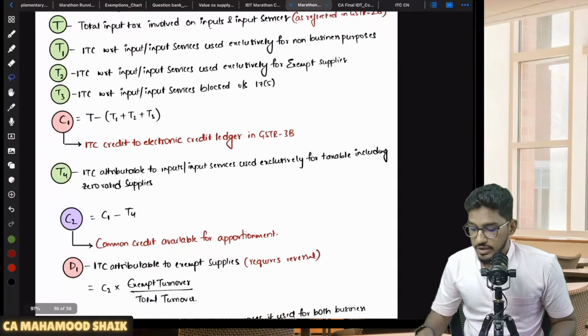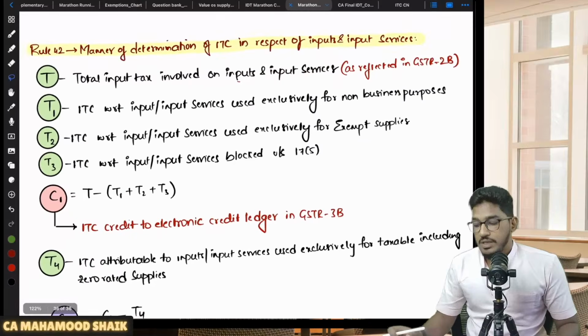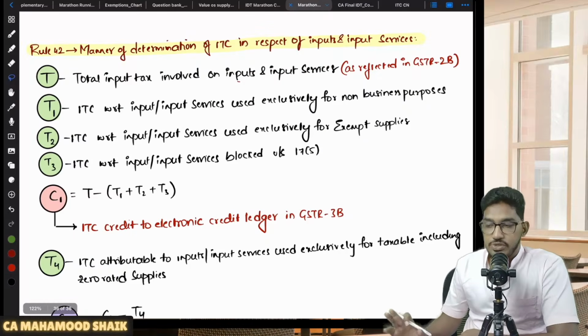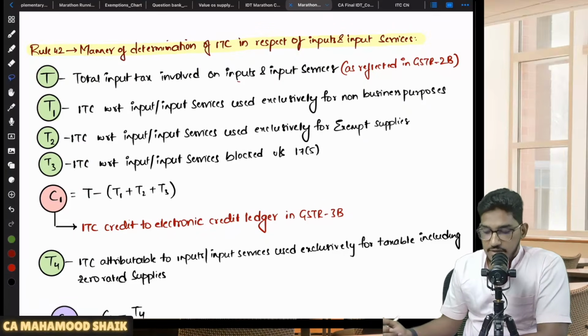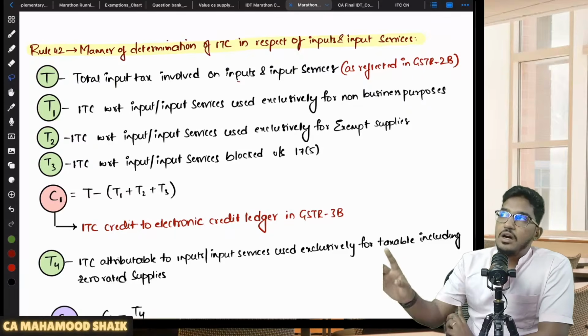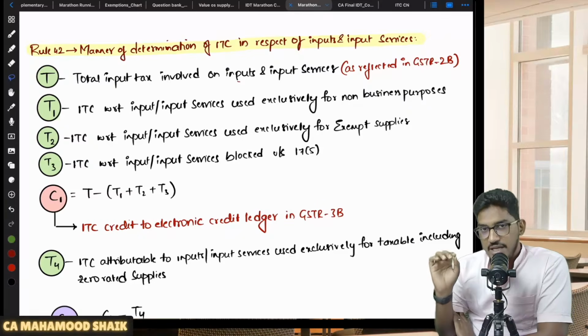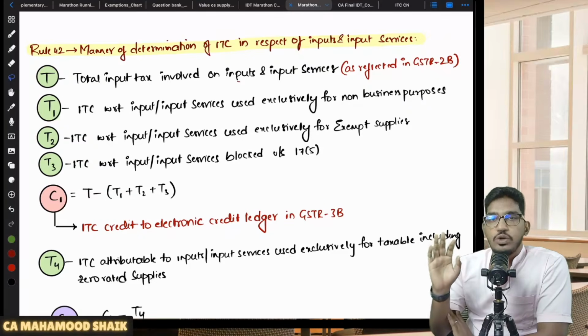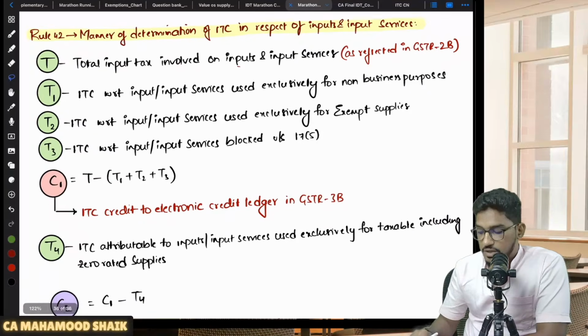Right, so the same format you have to follow. In respect of common ITC attributable to inputs and input services, you are buying some inputs and input services which you are commonly using for business and non-business purposes, and commonly for taxable and exempt supplies. In that case, how do you apportion the ITC? So here we have given some formulas.